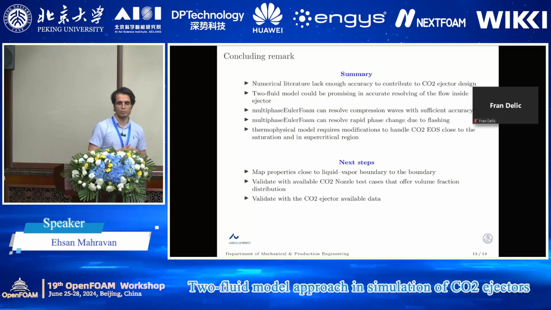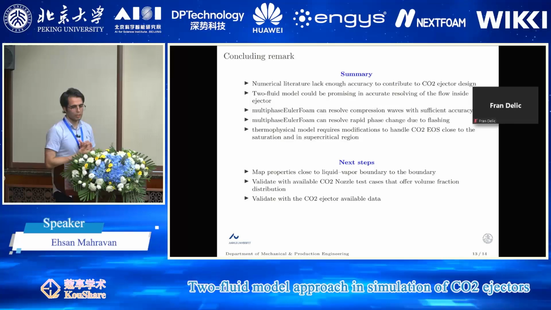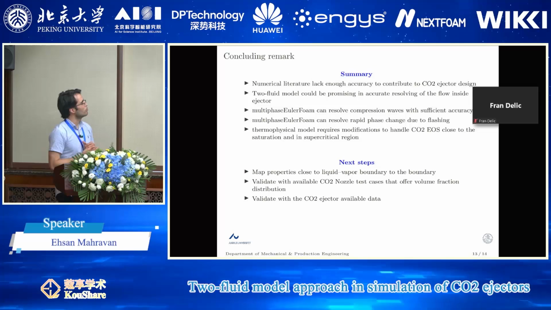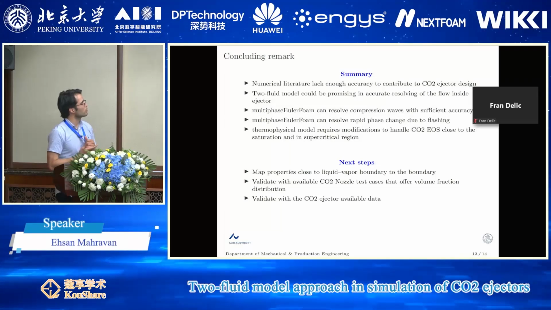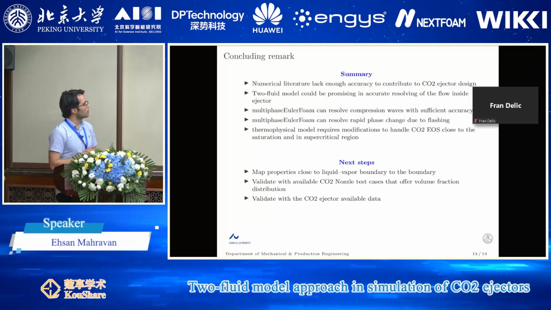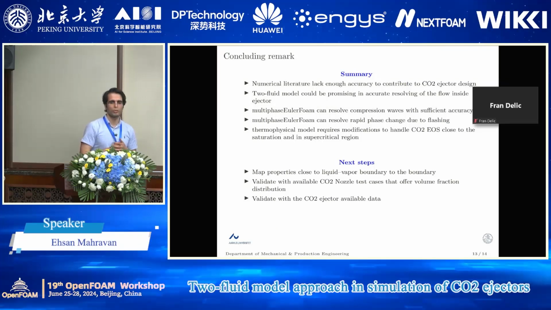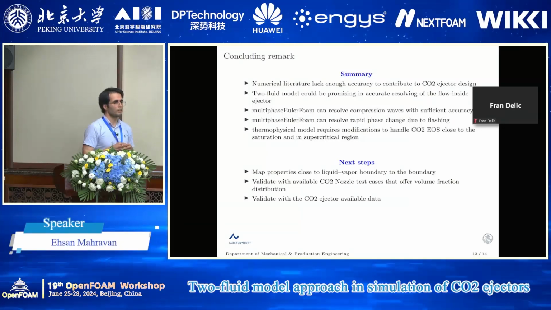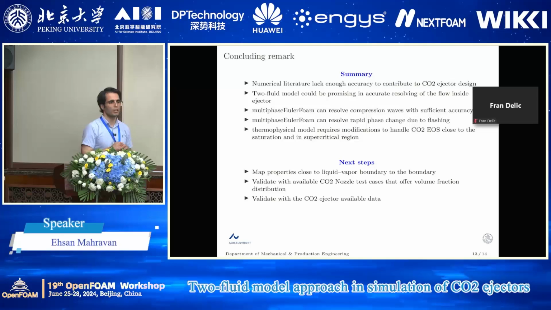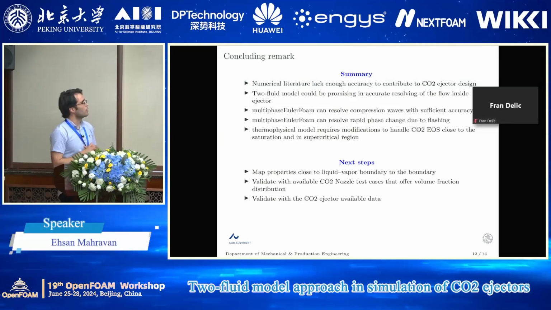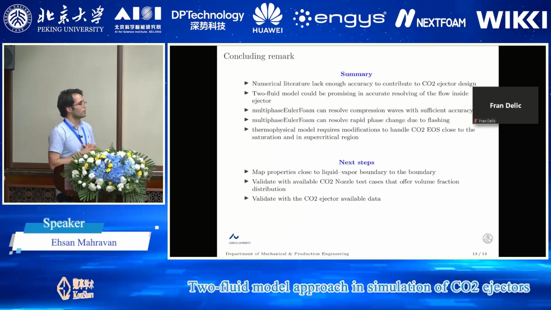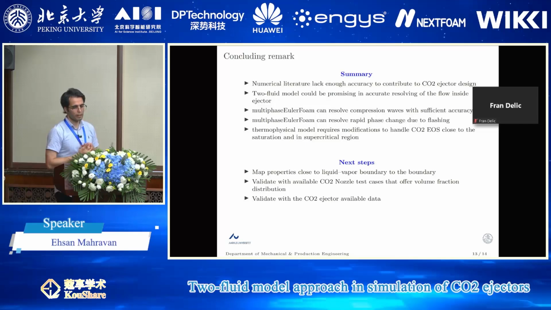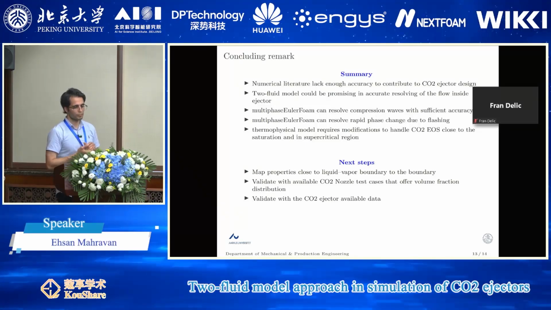We checked this through the steam nozzle test case. And so for the CO2 EOS, OpenFOAM tools are not enough for us. We need to modify it. And the next step, of course, is to modify the table of properties in OpenFOAM to add a mapping of those values that it doesn't have to the boundary of vapor-liquid. In subcritical, it means the saturation curve, and then validate the CO2 nozzle test cases.